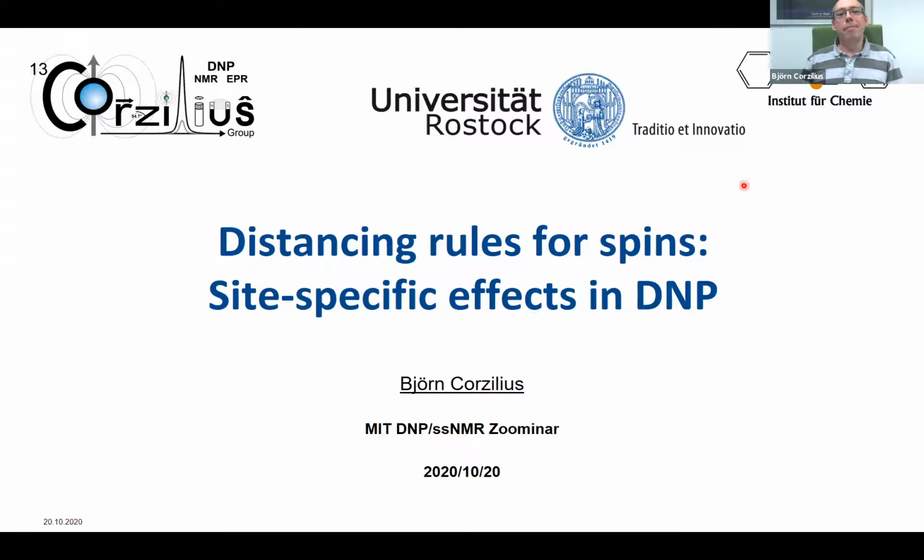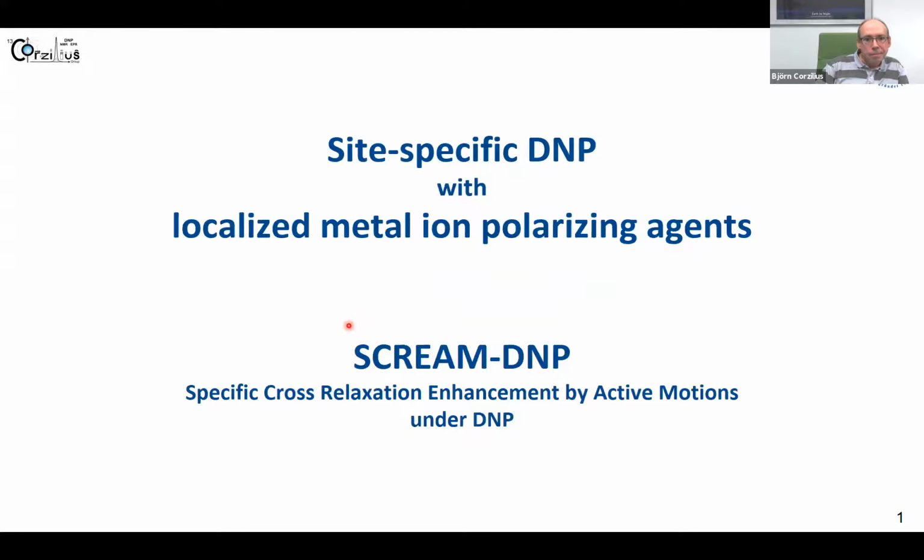So in times of COVID, it's all about distancing rules, and so it's also about distancing rules for spins in my talk today. I want to talk about site-specific effects in DNP. How can we utilize the distance correlation practically between electron spins and nuclear spins in order to derive information directly from DNP? There are two topics we are working on in my group. One is site-specific DNP with localized metal ion polarizing agents. This is what I will talk about today.